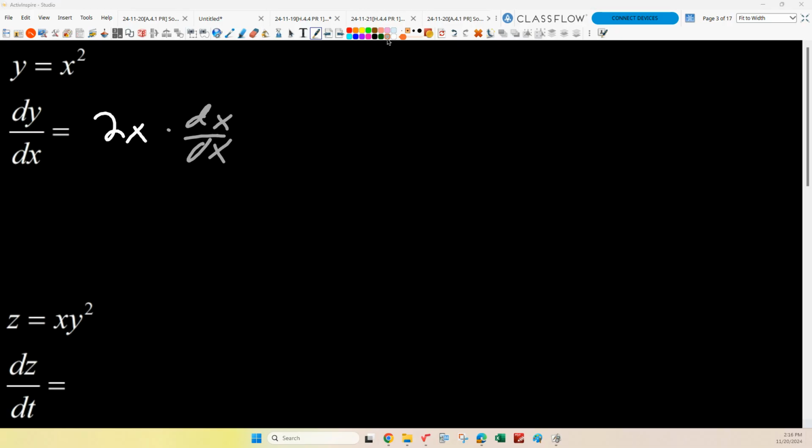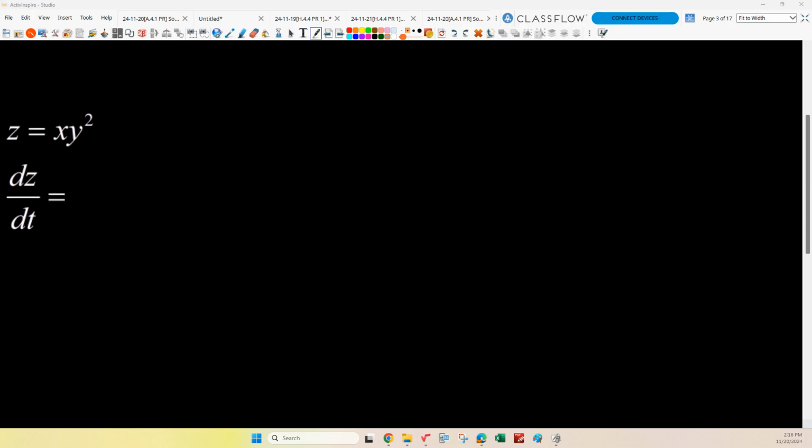What if we had something like this? z equals x y squared, and I want to calculate dz/dt. That looks complicated, but you know how to do that. What do you think I'm going to do there?